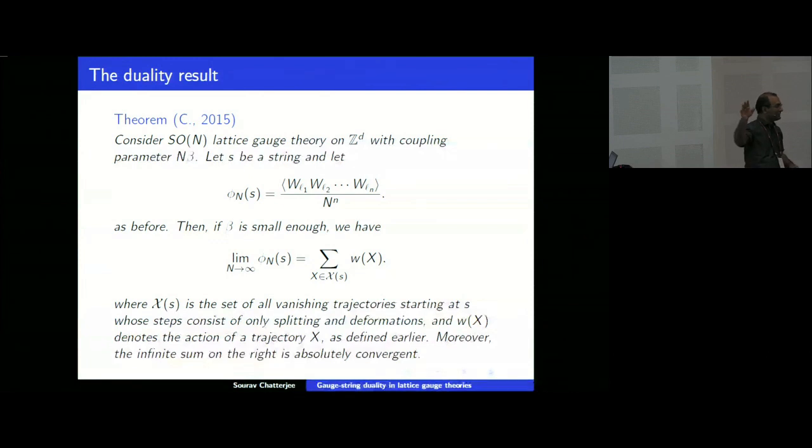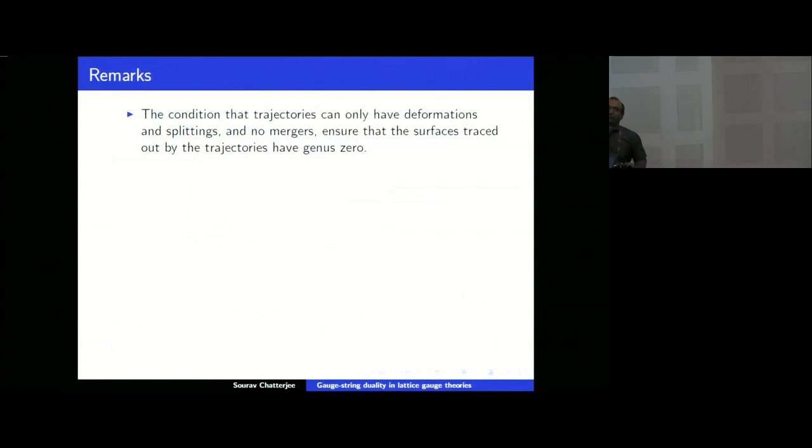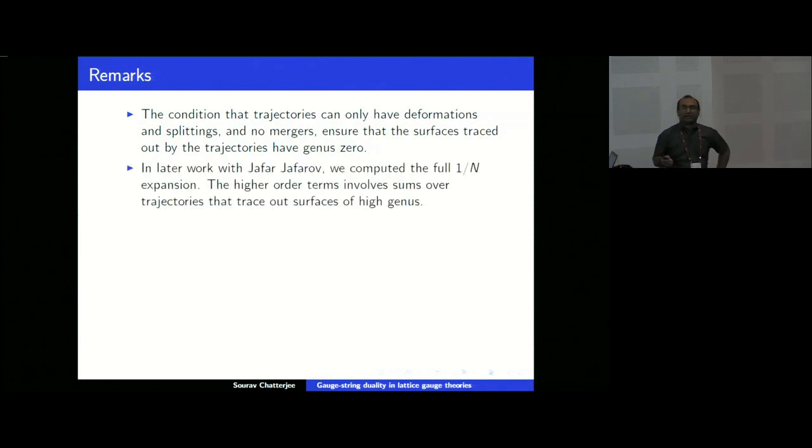Yeah, so I'll talk about the proof a little bit. Okay. So the condition that trajectories can only have deformations and splittings and no mergers ensures that the surface traced out by these trajectories has genus 0. So if you allowed mergers, if you allowed a trajectory to split and then merge back again, the discrete surface traced out by the trajectory would have higher genus, but we don't allow that. That's because we were only talking about the limit. So with Jafar, we have this full 1/n expansion, and the higher order terms have trajectories that trace out surfaces of higher genus. So the kth order term will allow k mergers. Okay, that's how it comes about.